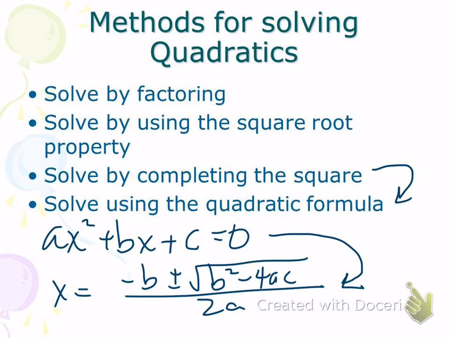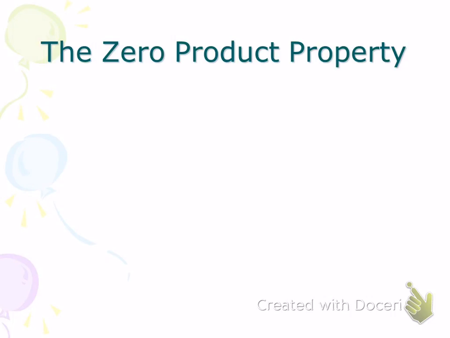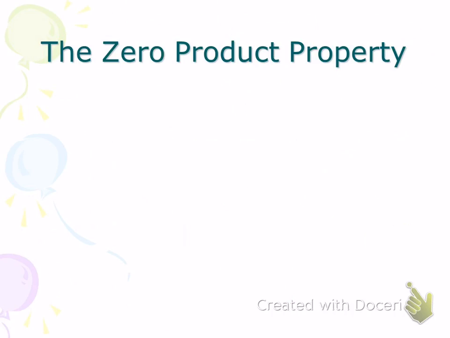All right, so those are the methods for solving quadratic equations. The first of those methods is the one that you're most familiar with, I think, and that's solving quadratic equations by factoring. When we solve quadratic equations by factoring, it requires us to know this little ditty: the zero product property. What is the zero product property? Anything multiplied by 0 is 0. That's actually the multiplicative property of 0, which is very similar to the zero product property.